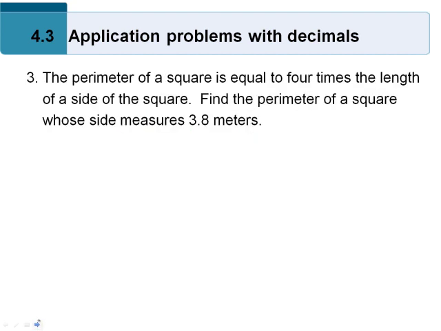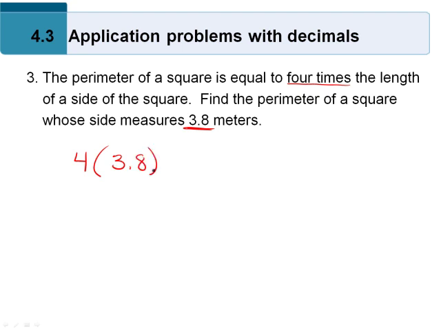Number 3. Now this one seems kind of confusing at first, but you just have to read it a couple times. The perimeter of a square is equal to 4 times the length of a side of the square. Find the perimeter of a square whose side measures 3.8 meters. Okay, so here's what you need to see. The perimeter is equal to 4 times the length. Well, they gave us the length of the side. The side is 3.8. So what we have to do here is 4 times 3.8.